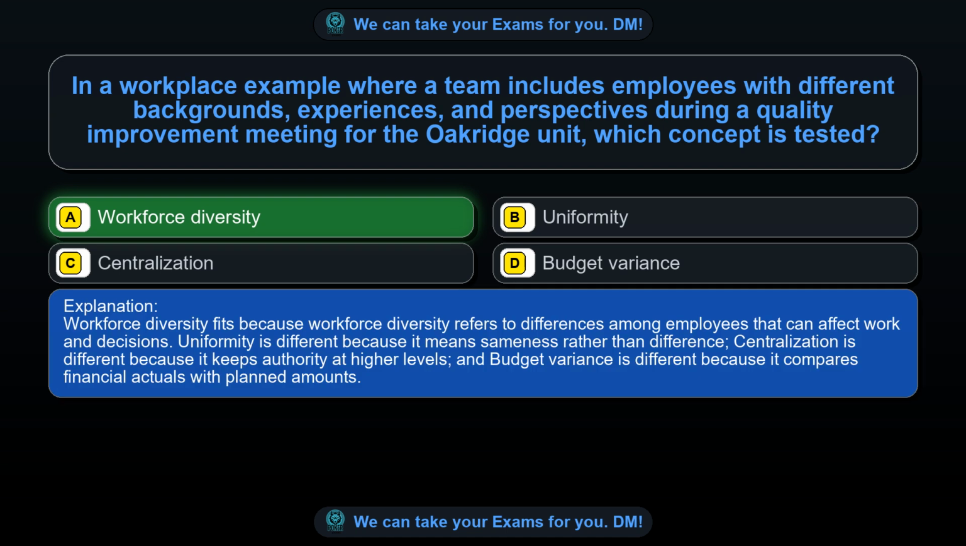Workforce diversity fits because workforce diversity refers to differences among employees that can affect work and decisions. Uniformity is different because it means sameness rather than difference.